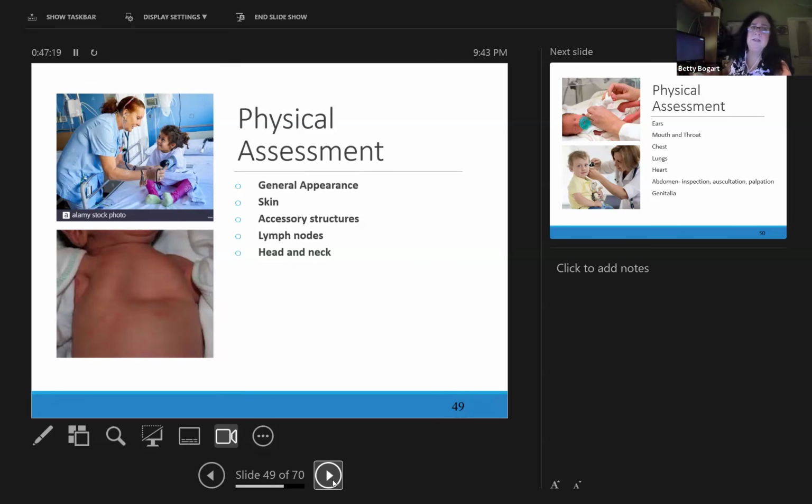So, general appearance. What's the color of their skin? Is it dry? Is it pink? These things. We're going to be looking at accessory muscles. Are they having retractions like that bottom picture there? That's really deep retractions going on. Lymph nodes in their necks. Are they swollen? Lymph nodes should only be swollen when they're sick. If they're healthy, not sick, there should be no lymph nodes showing at all. Okay?